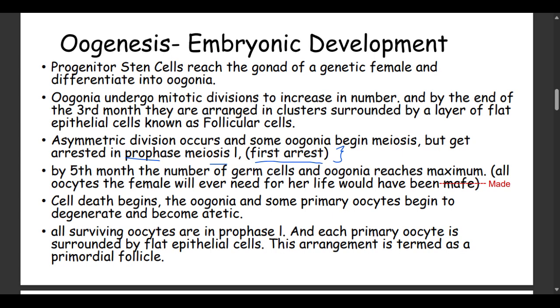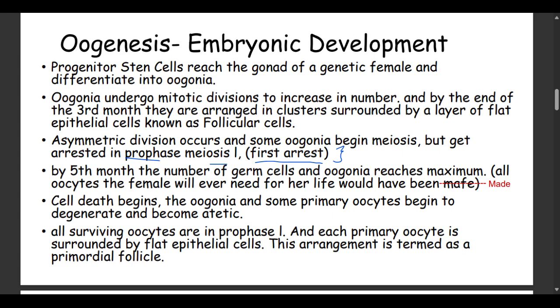So by month 5, the number of germ cells and oogonia reaches maximum. And at this point, you have all of the cells that the woman will ever need in her entire lifetime. They will be formed by this point. So, in other words, the lady has enough cells in her ovaries to last her entire fertile period all the way before menopause. She's not making any new cells by the time she's born. So, all of them are already there when she's born, rather. So, that's what we are trying to say here.